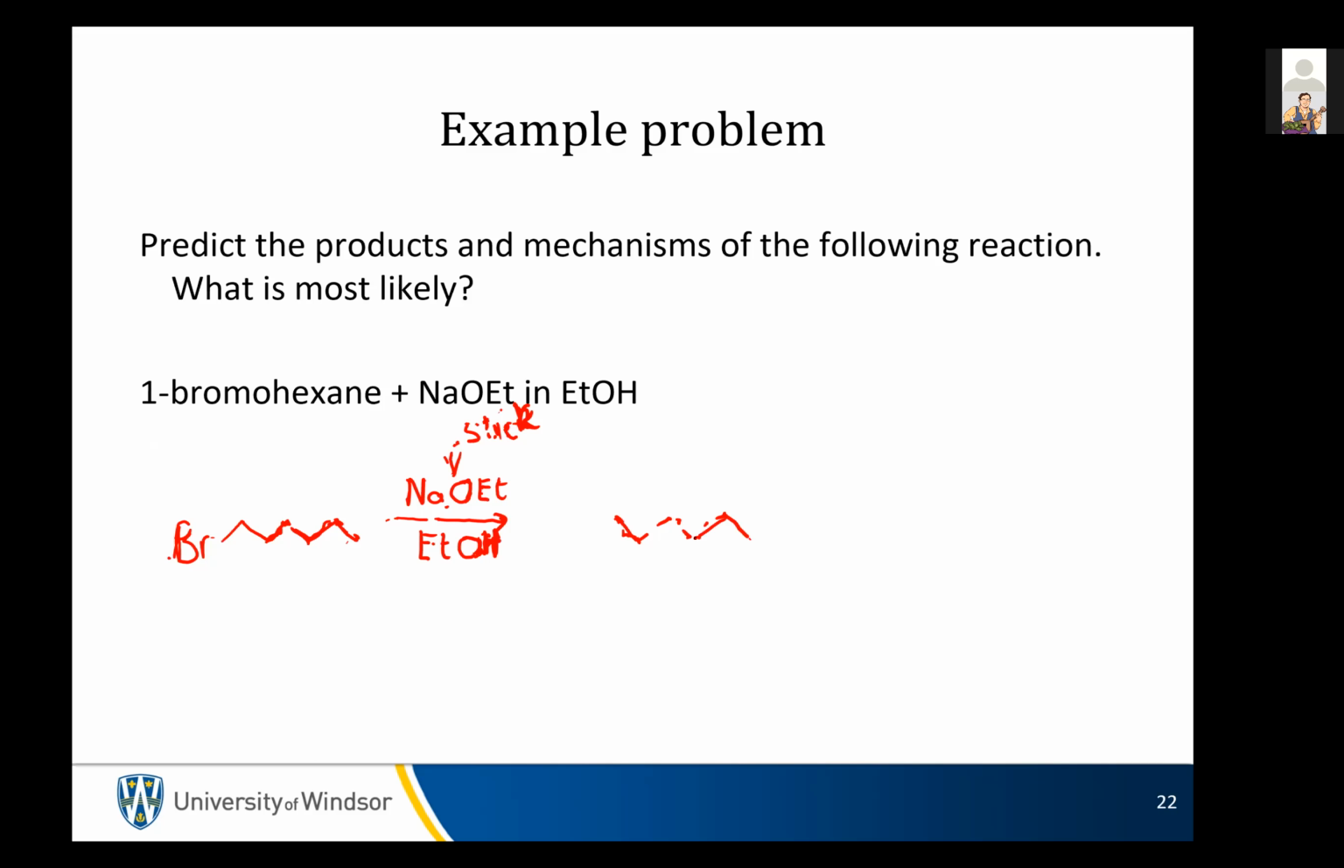I'm really sorry. These are not meant to be dotted lines. 1, 2, 3, 4, 5, 6. What if I draw real slow?